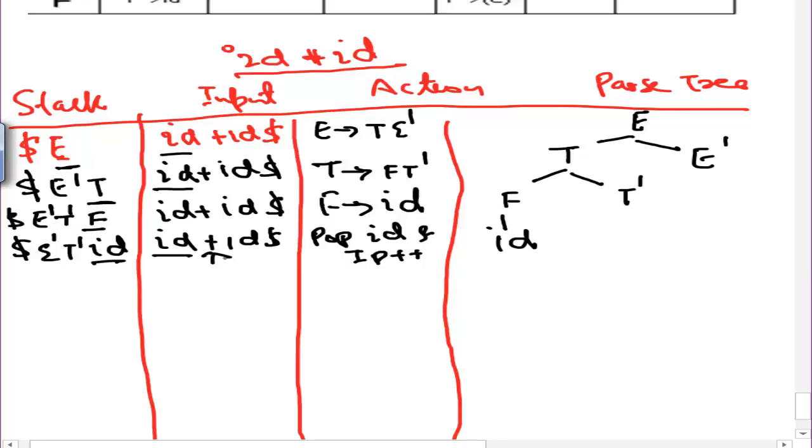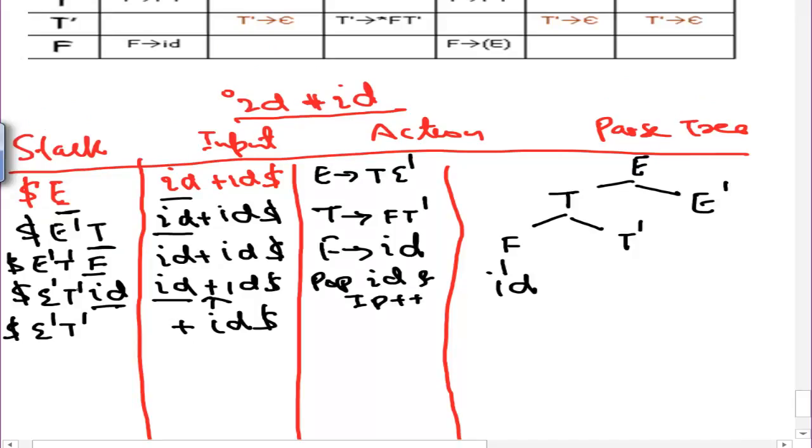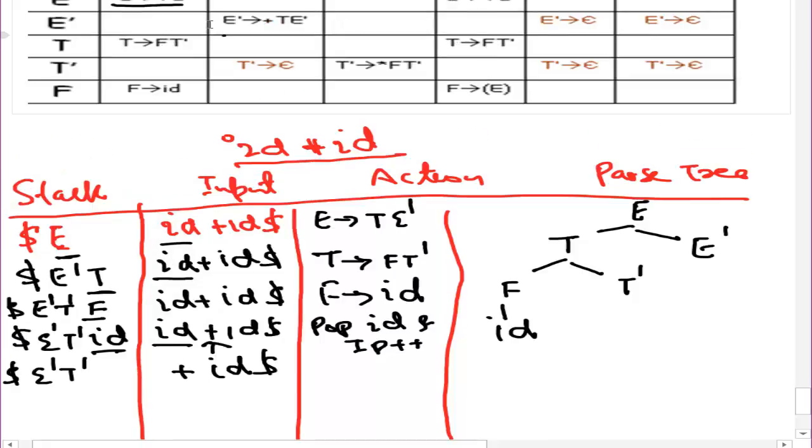Now the instruction pointer will be pointing to the plus. I popped the id, that's gone, and I discard it as well because this is a match, so my job is done for the id. Now the rest of the string I have to find, so my input will be plus id and dollar. The input pointer will be pointing to the plus, and the top of the stack is t prime. When I have t prime and plus, which production rule am I going to use?